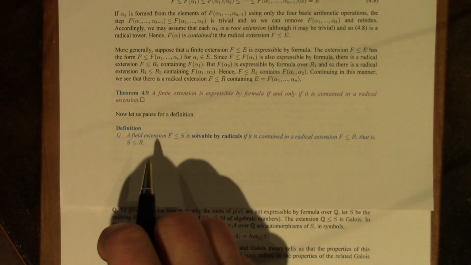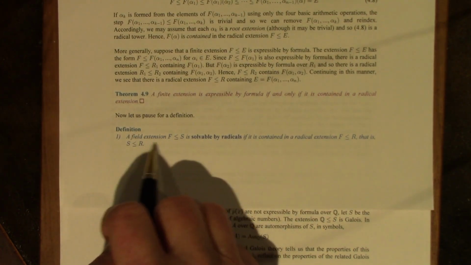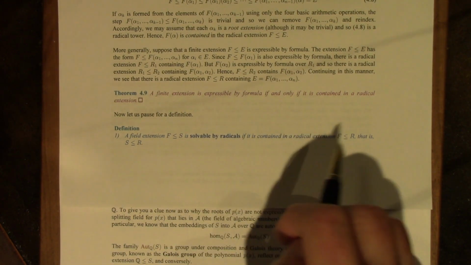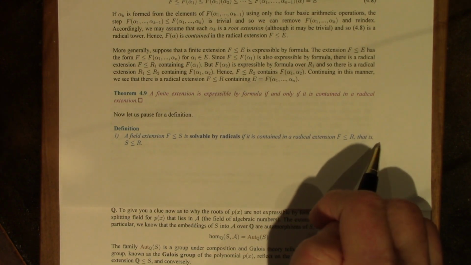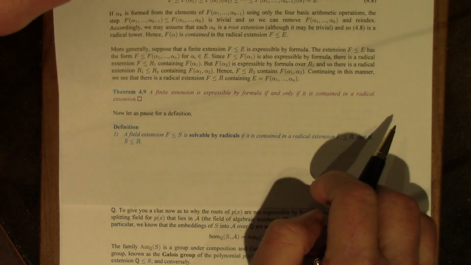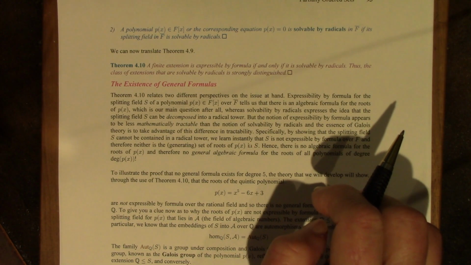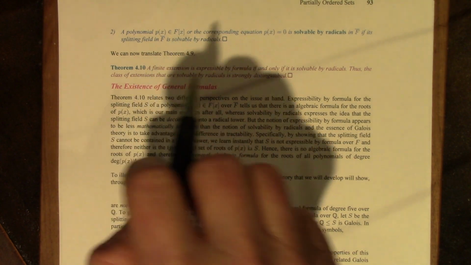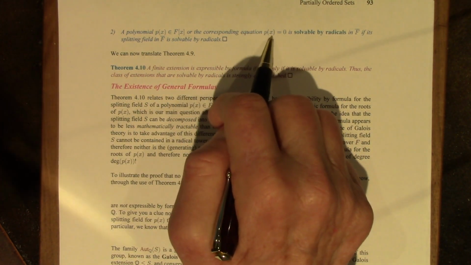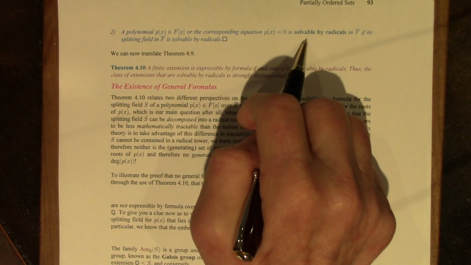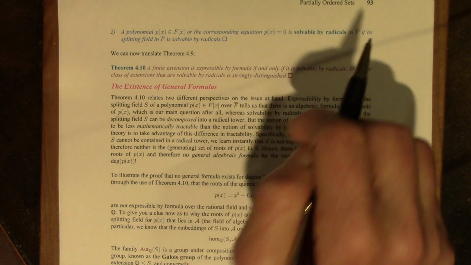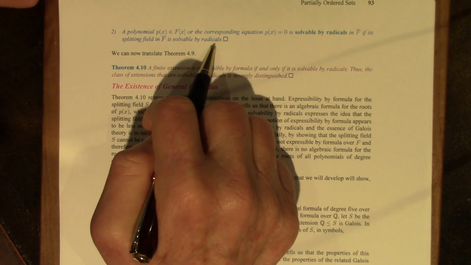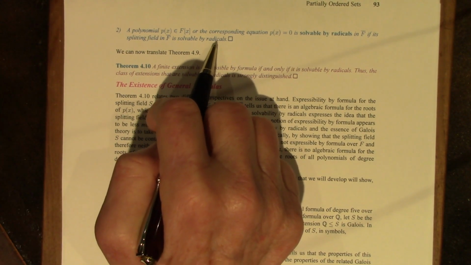Definition, standard definition. A field extension F to E is solvable by radicals if it's contained in a radical extension. A polynomial, p of x, or the corresponding equation, p of x equals 0, is solvable by radicals in F bar if its splitting field is solvable by radicals, and so contained in a radical extension.